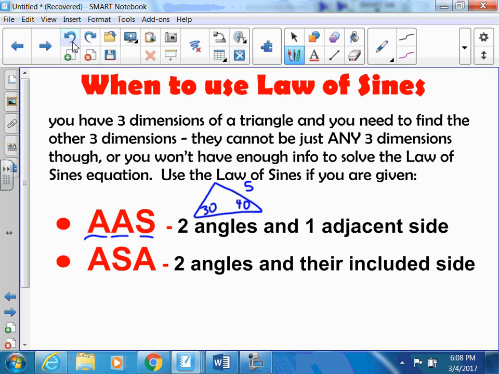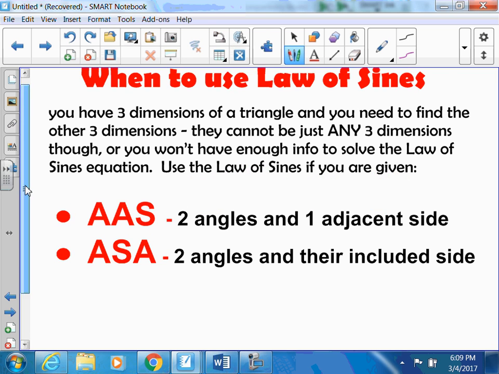And if you have that, you can do law of sines because you have an angle and a side opposite of each other. So if you want to set this up, we're not going to solve it, but you could do sine of 30 over 5 equals the sine of 40 over x, and x would be right here. Okay? Now, that's because, again, we can use law of sines if we have an angle and a side opposite of each other.